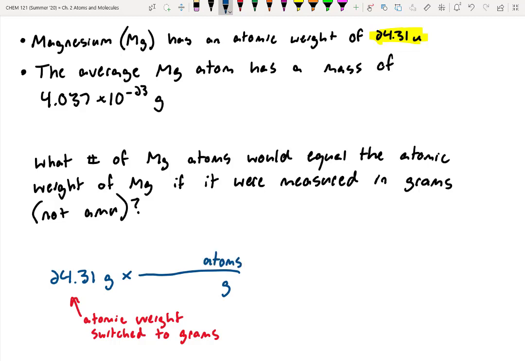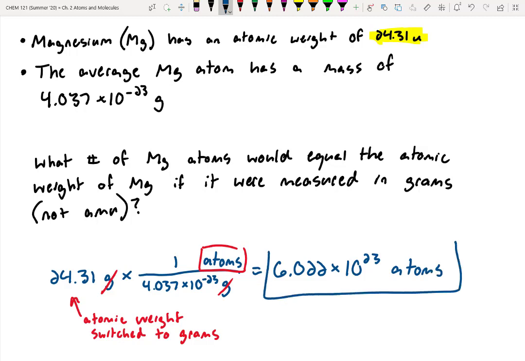So put atoms on top. All right, in this case, we know that the average magnesium atom weighs 4.037 times 10 to the negative 23rd grams. So this grams unit needs to be paired with this number. So I'm going to go ahead and plug that number in. So I'll write 4.037 times 10 to the negative 23 grams for every one atom, right? We said that that was the mass for one generic average magnesium atom. All right, so now we can go ahead and do our canceling, and we'll be left with the unit of atoms. And when we do this, we get a number that's 6.022 times 10 to the 23rd atoms.